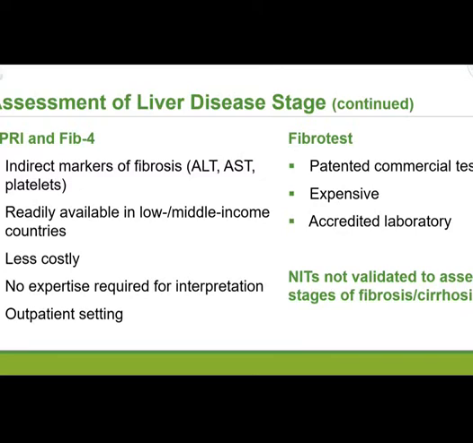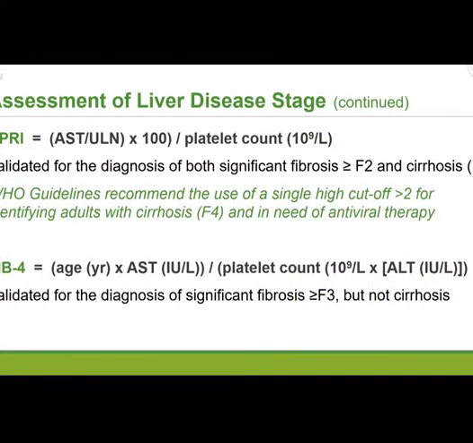FibroTests are patented commercial tests. They are expensive and they are being done in accredited laboratories, not available everywhere. These non-invasive tests are not validated to assess all the stages of fibrosis. So it's a bit difficult to interpret, but they can help. Now you can see APRI is basically AST, which is the measured AST, divided by the upper limit of normal of the laboratory from where this investigation has been done, multiplied by 100, divided by the platelet count of the patient.